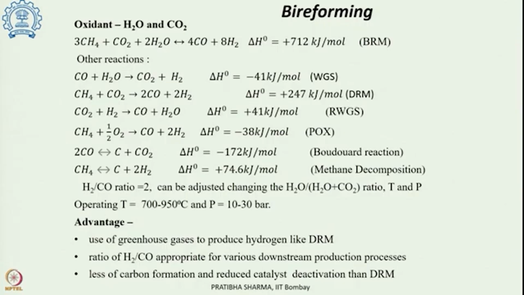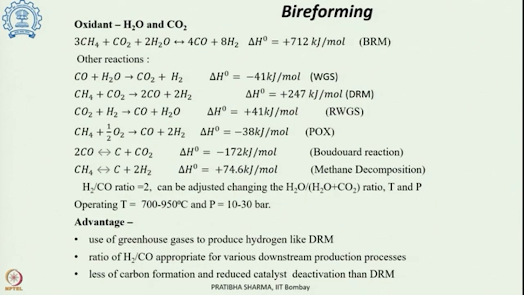So that was about the dry reforming of methane. Now we can have several other combinations of oxidant being used to perform various reforming for certain selective applications, like bi-reforming. In bi-reforming, the oxidant used is steam and carbon dioxide. So the methane feedstock reacts with carbon dioxide and steam to produce syngas, and the syngas produced has an H2/CO ratio of 2 here.